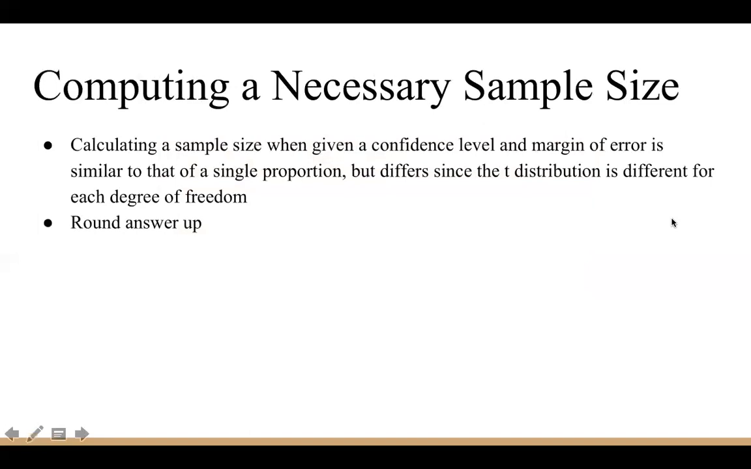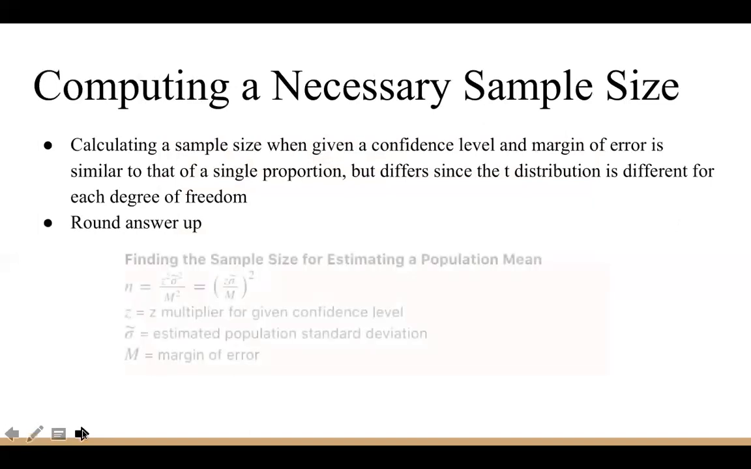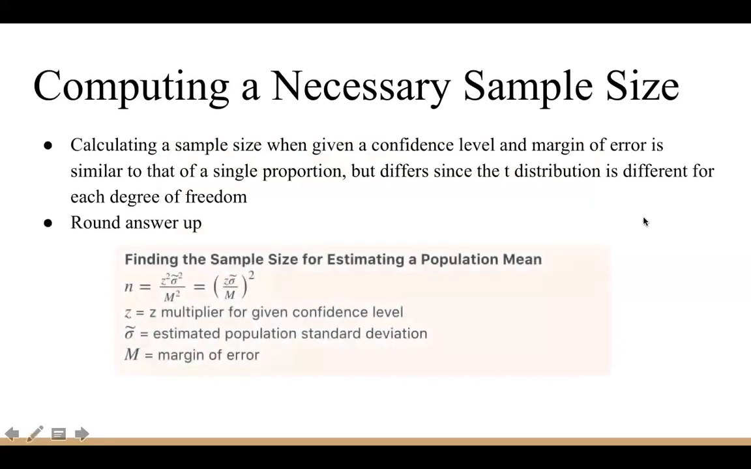So again, you can compute a necessary sample size, just as we did before with one sample proportion. And again, I'll reiterate that you're given a certain level of confidence and a margin of error. But this is only different because the t-distribution is different for each degree of freedom. Just remember that. And then once you get your sample size, you round your answer up to make sure that you can meet that minimum level to get the margin of error and confidence level that you want.